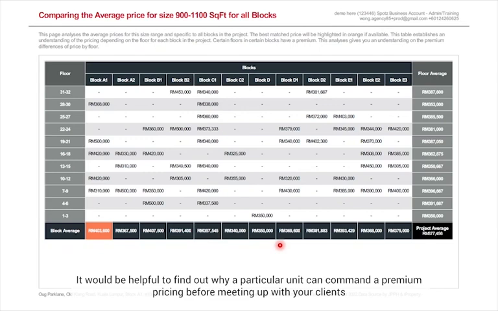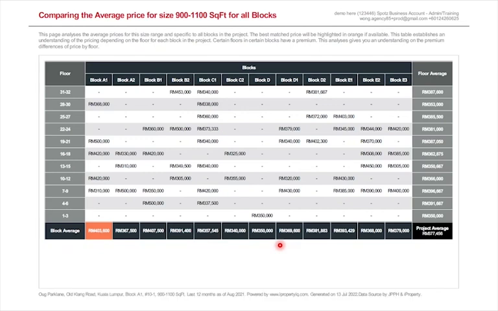It will be helpful to find out why a particular unit can command a premium pricing before meeting up with your clients, to show them that you have a good knowledge and understanding of this project.